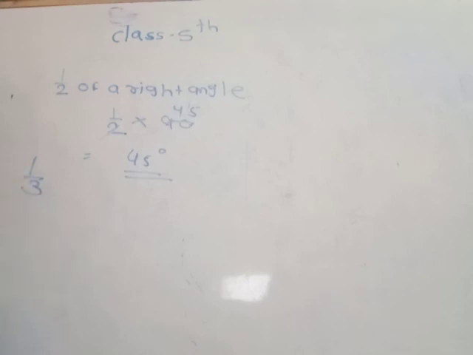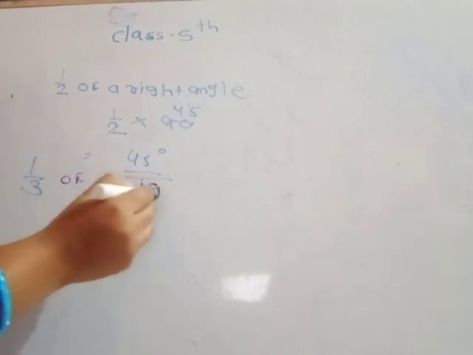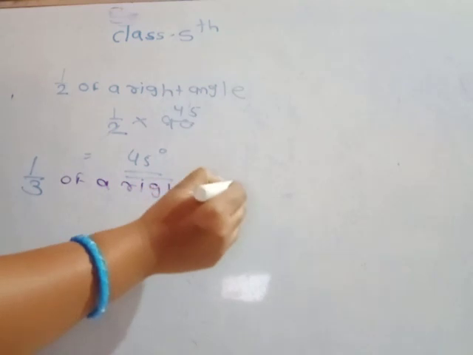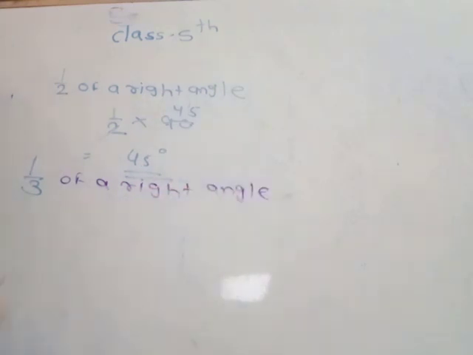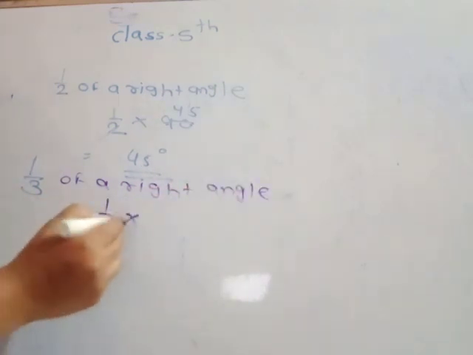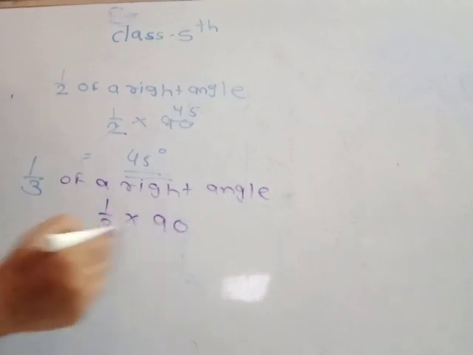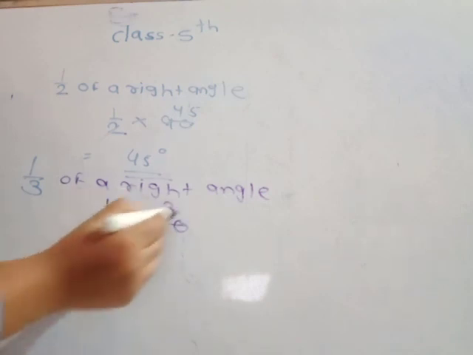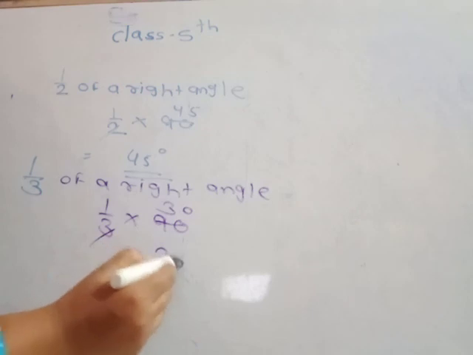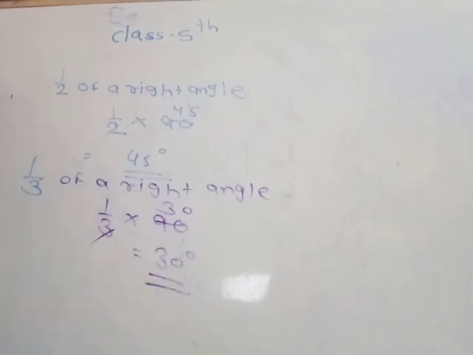Then the next one: 1 by 3 of a right angle. 1 by 3 into 90 degrees. 3 threes are 9, 0. Which degree is formed here? 30 degrees.